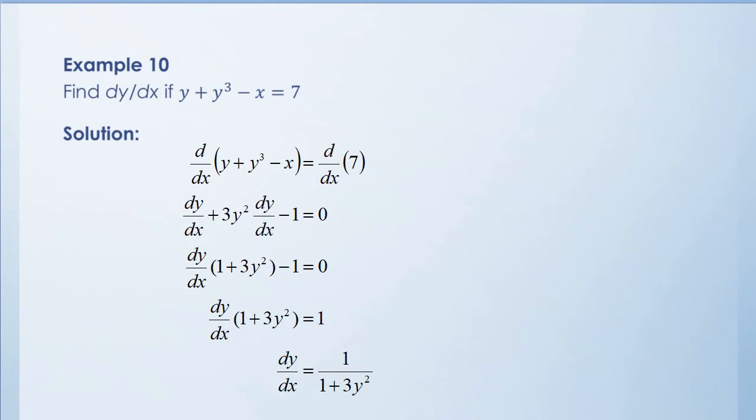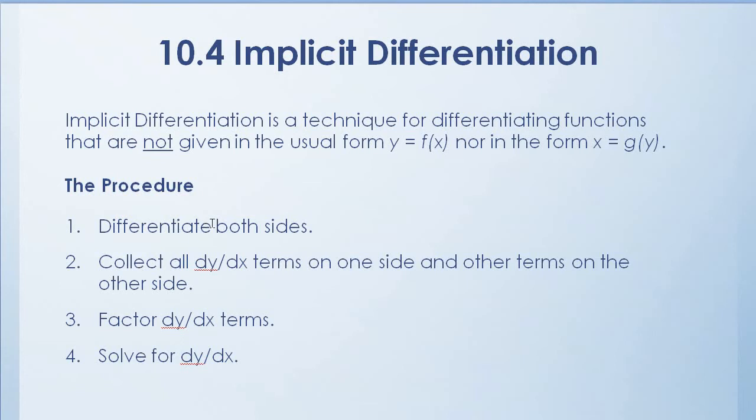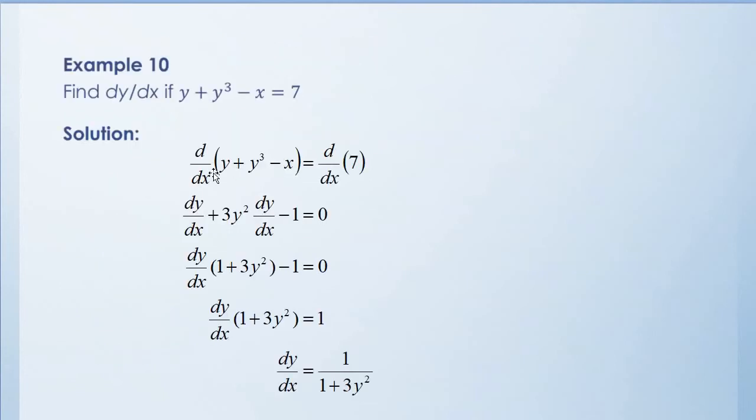Okay, for example, find dy/dx if y plus y to the power 3 minus x equal to 7. So we follow the steps here, differentiate both sides. Differentiate y plus y power 3 minus x equal to differentiate 7. Differentiate y, we get y prime or dy/dx. Differentiate y power 3, we'll get 3y squared dy/dx. Differentiate x, we'll get 1. Differentiate 7, a constant, we'll get 0.